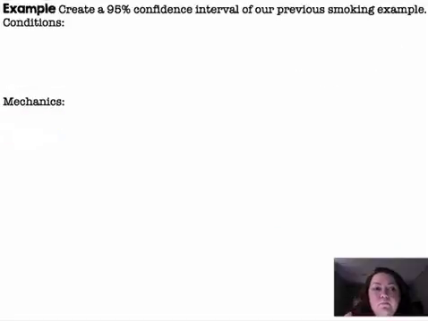All right, so in this example, we're going to create a 95% confidence interval for our previous example with smokers and non-smokers.